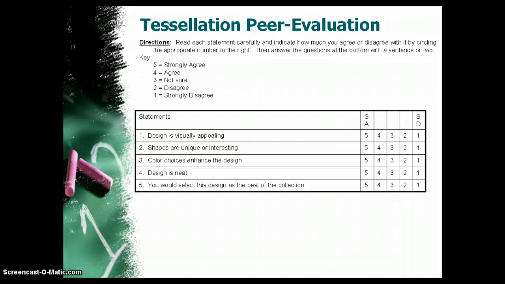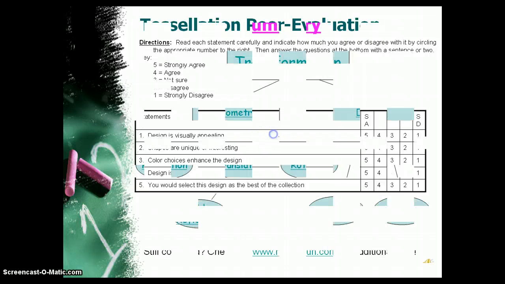And the very last part of your project is a peer evaluation. We are going to set up our classroom like an art gallery when everyone is finished, and you will need to turn in at least 5 peer evaluations. And if you notice, they are very similar to the self-evaluation.